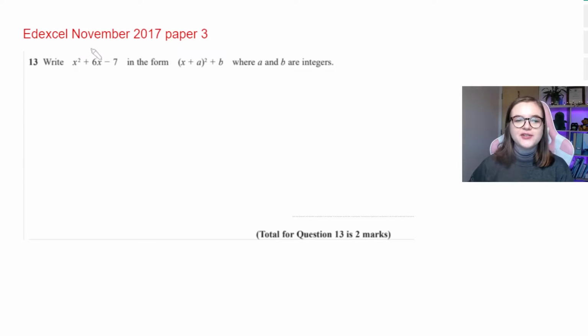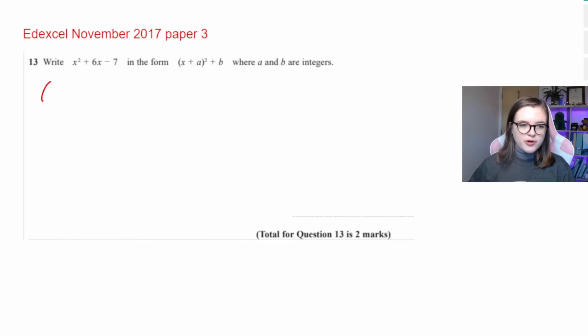This is the Edexcel November 2017 paper 3, which is a calculator paper. So it's just completing the square, just plain and simple, that's all it is. So bring your formula, pause it, have a go, see how you get on. Okay, then question 13. Write x squared plus 6x minus 7 in the form x plus a all squared plus b, where a and b are integers.